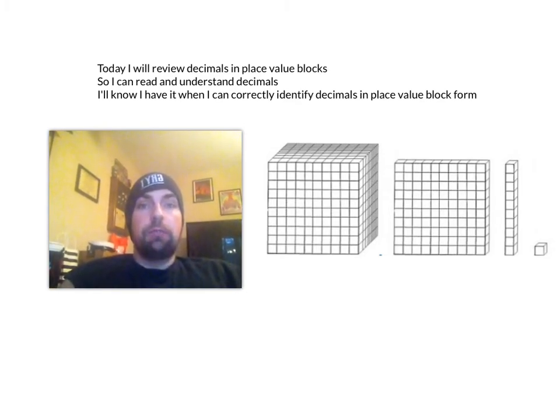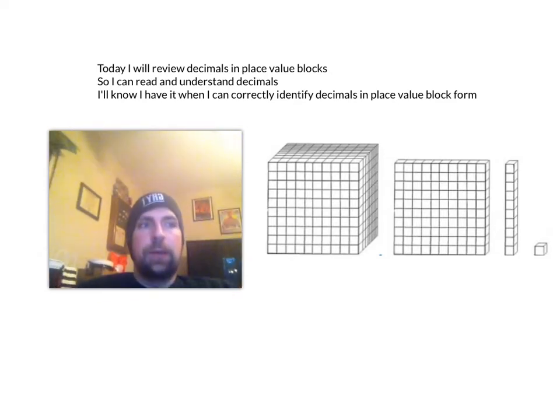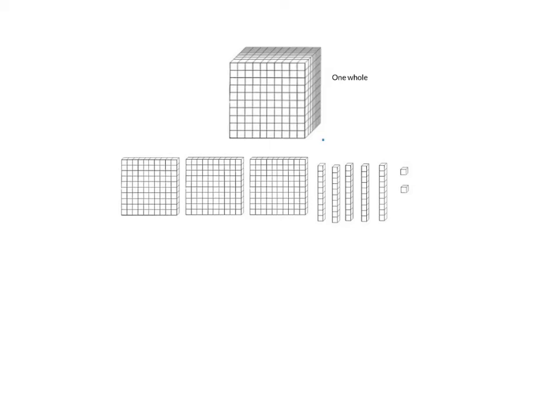Tonight we will be reviewing decimals and place value blocks so I can read and understand decimals, and I'll know I have it when I can correctly identify decimals in place value block form. So my first example here, my thousands block is representing my one whole, and then I have my blocks underneath that's going to make up my decimal.